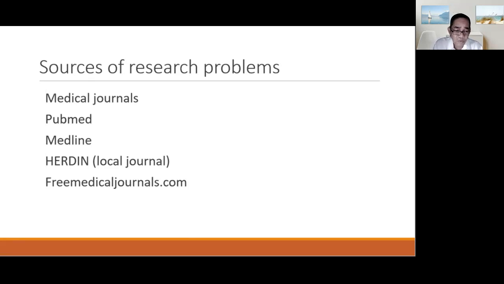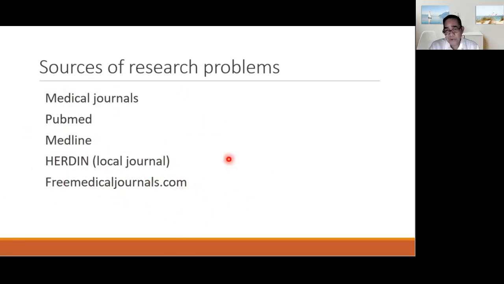And that's the reason why when students make researches, a lot of researches are related to academic performance, because precisely that is the problem of students. But really, class, it's better that you make researches related to diseases. So sources from medical journals, from PubMed, from Medline, from Herdin. Herdin is a local journal, and from freemedicaljournals.com. Even in the comforts of your homes, you can look for free medical journals from this website, freemedicaljournals.com.